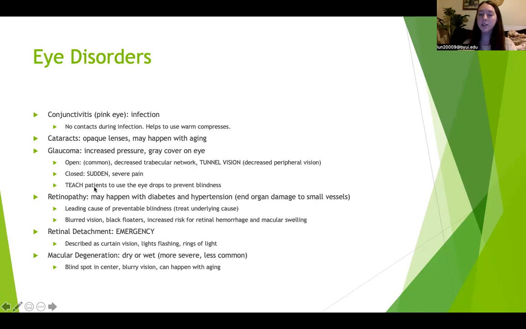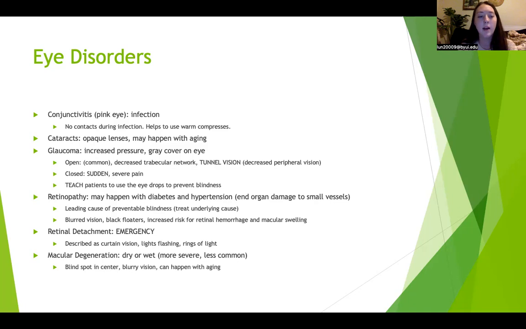So you want to teach patients to use their eye drops to prevent blindness. That's like the key teaching for people with glaucoma. Make sure to use your eye drops. Something to also pay attention to, a really common eye drop for glaucoma is timolol. LOL is that beta blocker. It is a non-selective beta blocker. So for people with COPD and asthma, it's a contraindication to take timolol, because it can cause bronchoconstriction in the lungs.